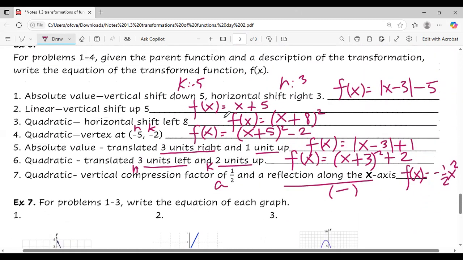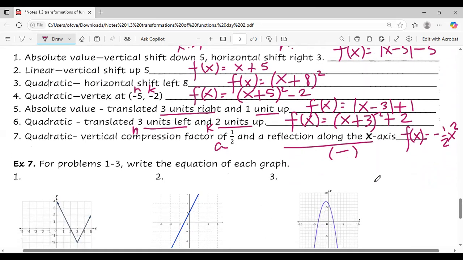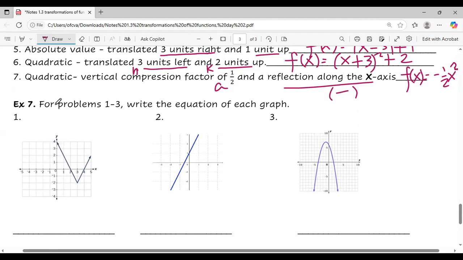All right, so that's when you're given information in a sentence, basically, and think of translating that sentence into math or into an equation. We're almost there. This one's long, guys. For problems 1 through 3, write the equation of each graph. Very simple. Let's start with the middle one because the middle one is a line.